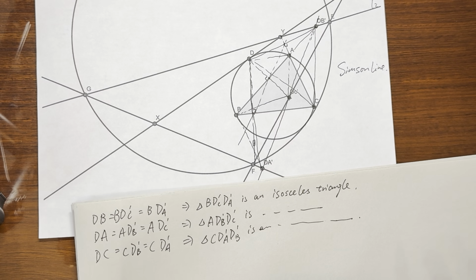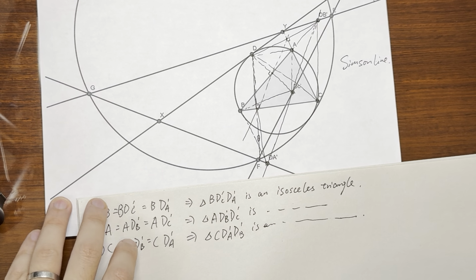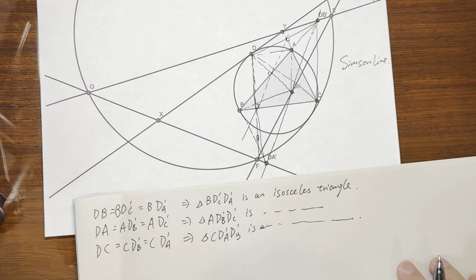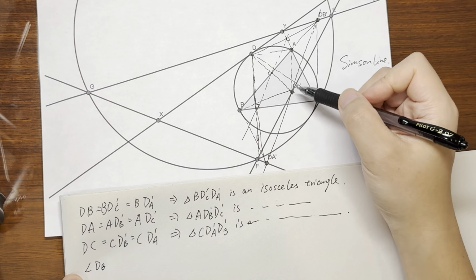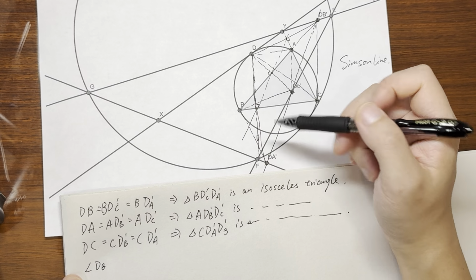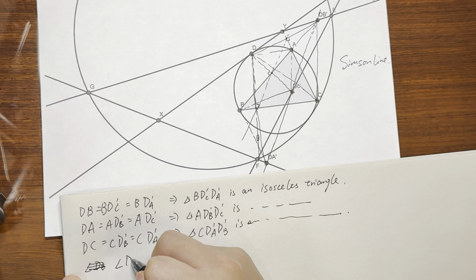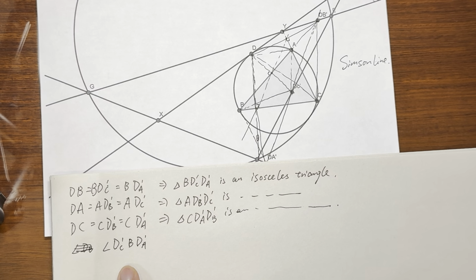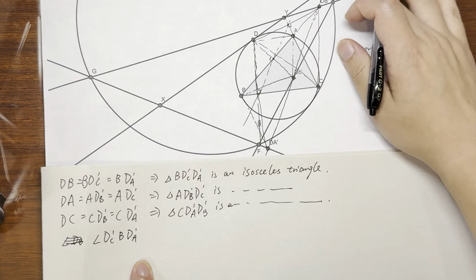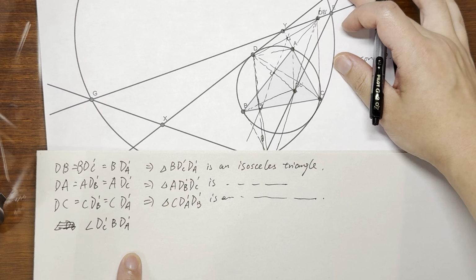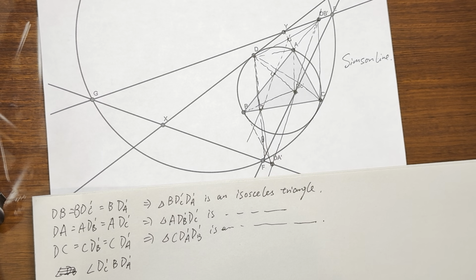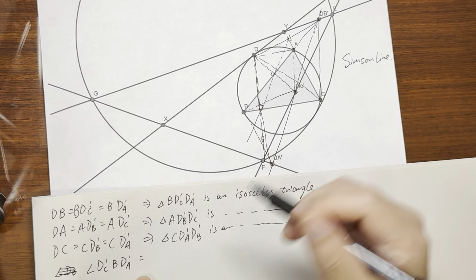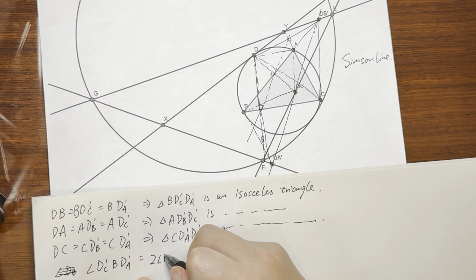Now let's think about what else we can get from this. We want to calculate the angle at D, for example, in the triangle DC prime B DA prime. So let's calculate the angle DC prime B DA prime. Okay, we want to calculate this angle. Let me move this a little bit here. Okay, let's try to calculate the angle DC prime B DA prime. It equals twice of angle DBC.